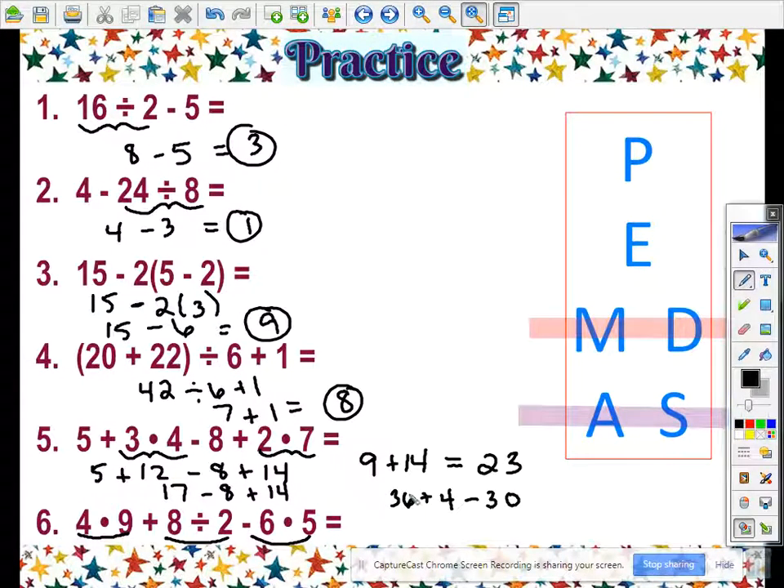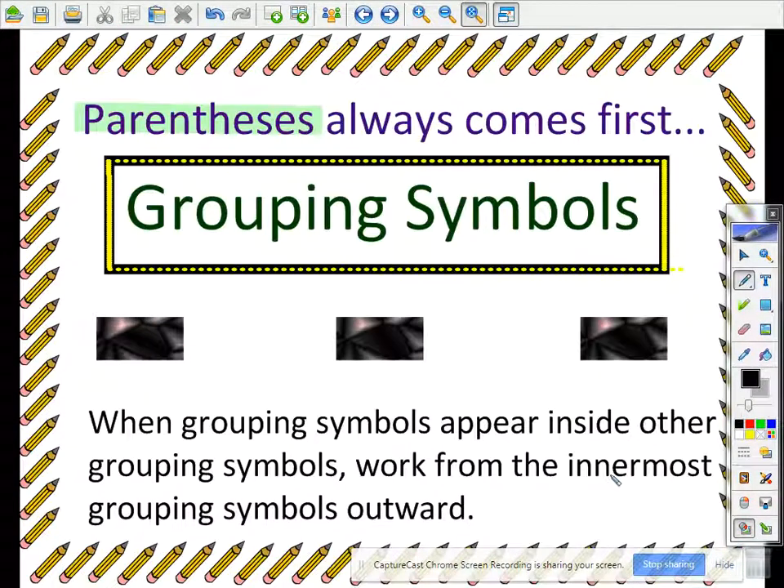Now I have adding and subtracting. We go left to right again. 36 plus 4 is 40. Take away 30 is 10. All right, let's keep going.